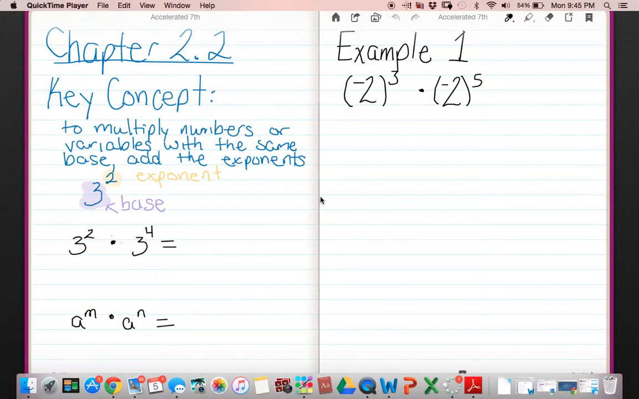Chapter 2.2, Exponents and Multiplication. The key concept today, we'll be talking about multiplying numbers or variables with the same base. So before we begin, let's review.